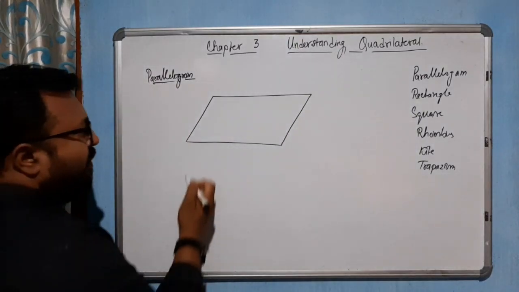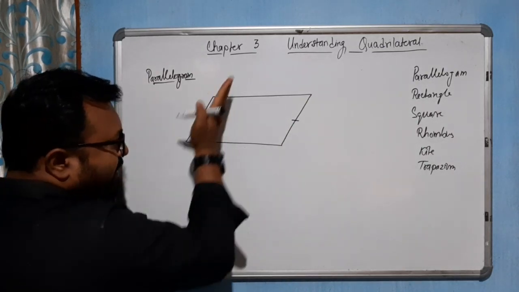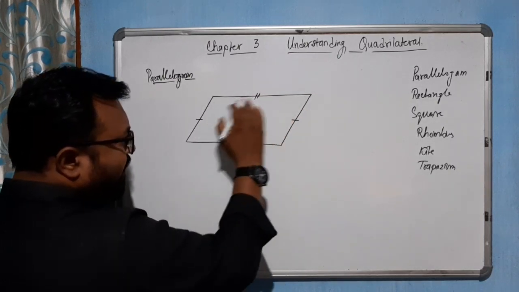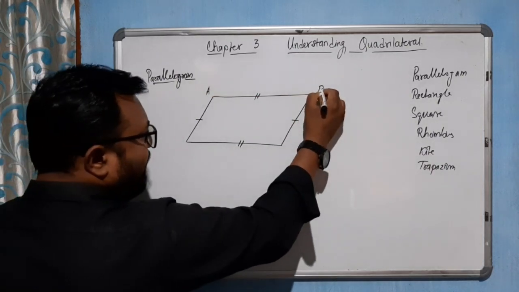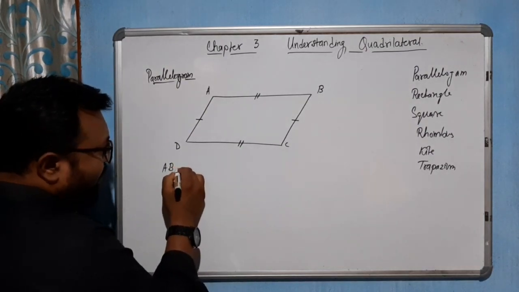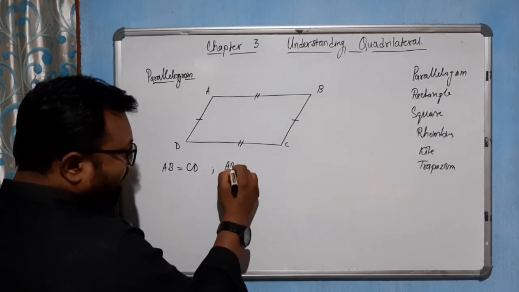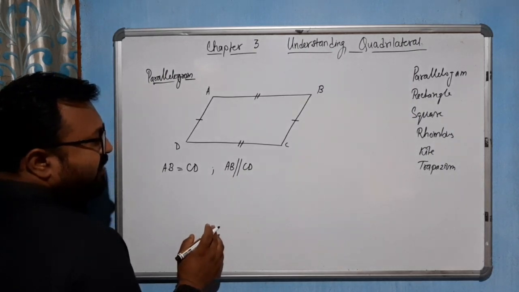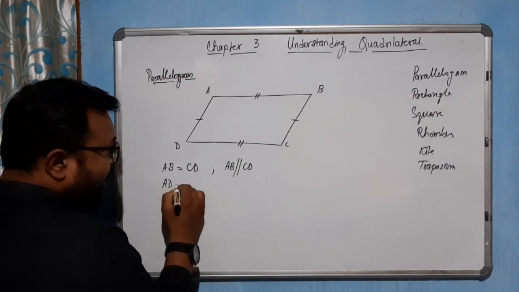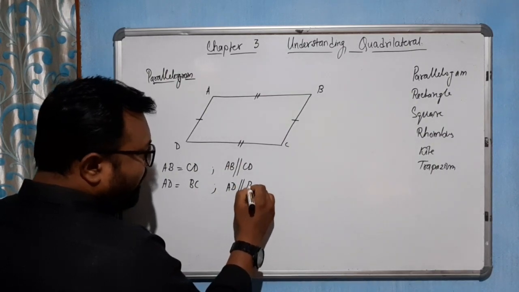This type of figure is a parallelogram, where the opposite sides are equal as well as parallel. This is also equal as well as parallel. Suppose I name it A, B, C, D. In this case, you will see that AB is equal to CD as well as AB is parallel to CD. Also, AD is equal to BC as well as AD is parallel to BC.